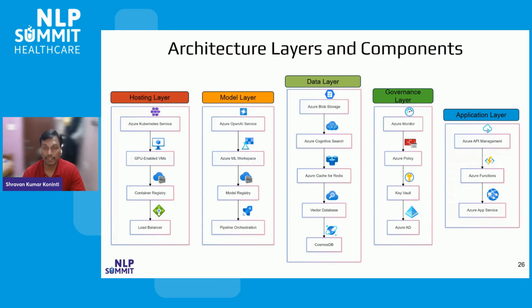How are the private keys that are being saved, and how do we monitor it? Similarly, for the data layer, we have blob storage, Cosmos DB, vector database. And from the model layer side of things, what Azure OpenAI services are we using? And the hosting layer, whether we are using GPU enabled virtual machines or any other machines. So a combination of all these layers together will form a perfect architecture for the solution.